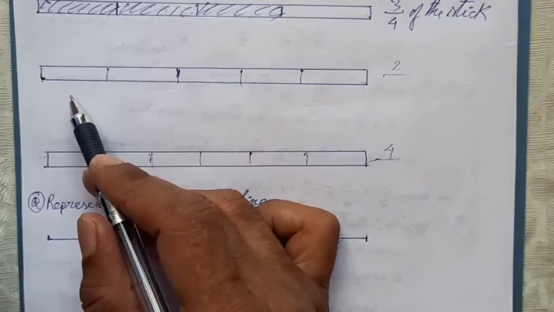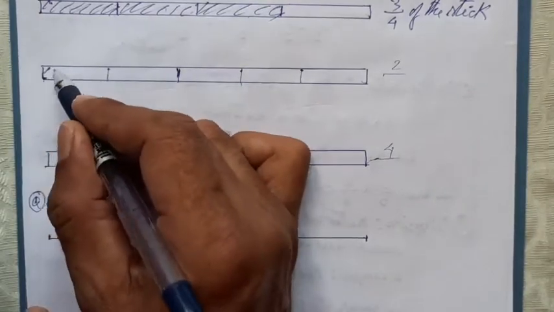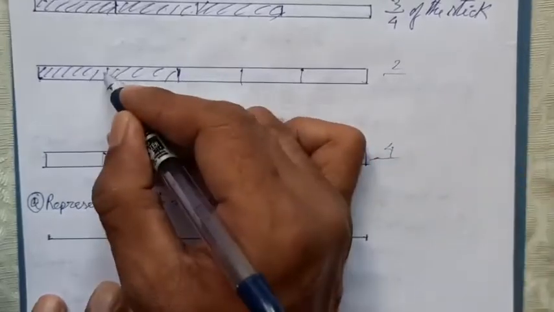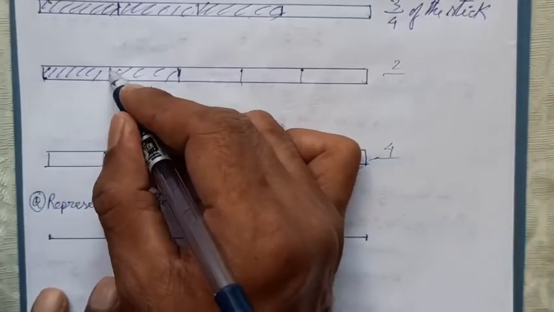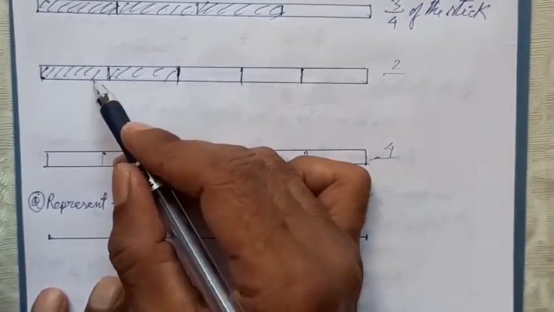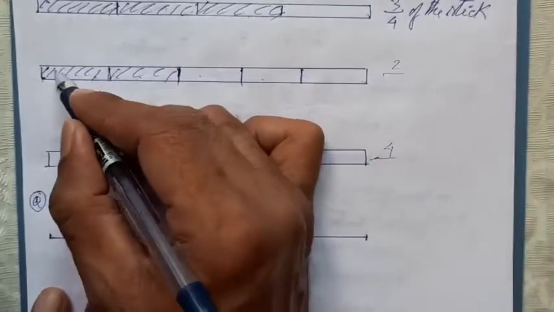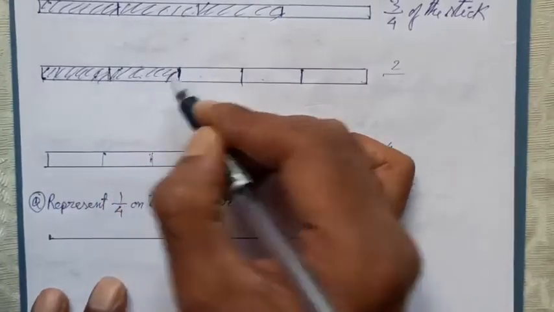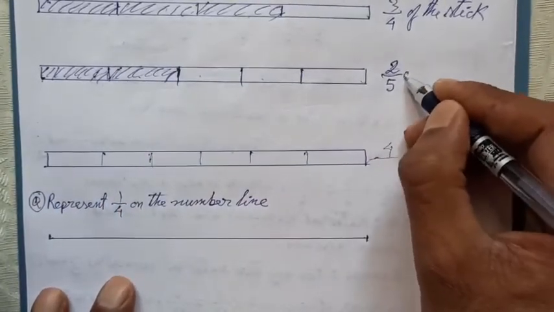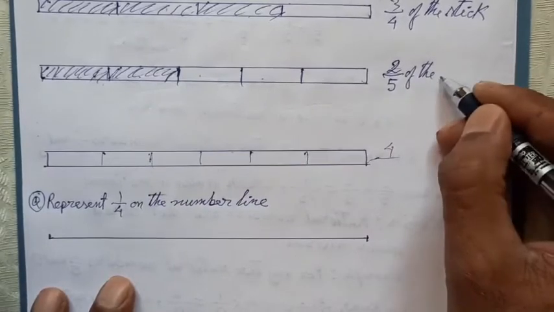This is another stick, and I have taken 2 parts, and I divide this stick into 1 2 3 4 5 equal parts, 1, 2, 3, 4, 5. And if I have taken these two parts, this is 2 by 5 of the stick.